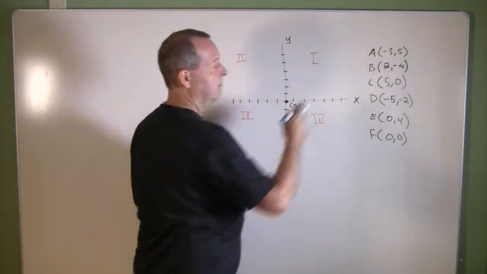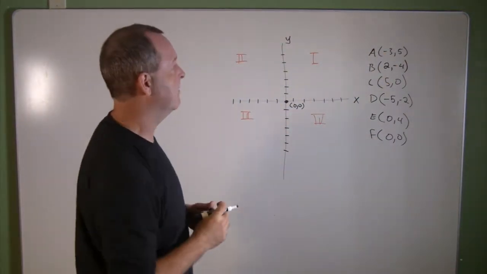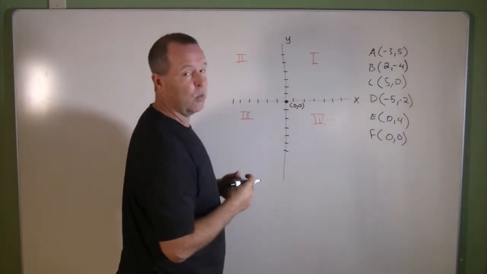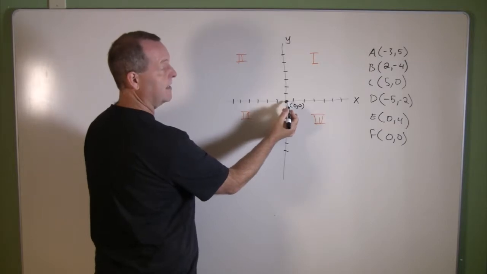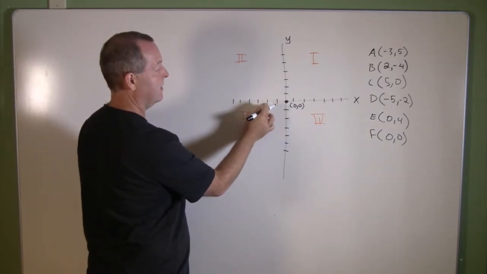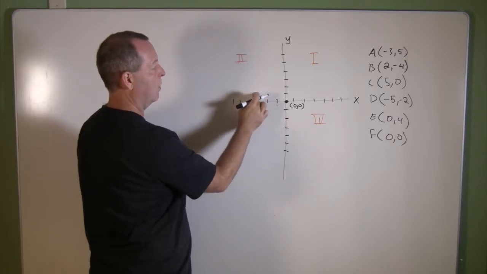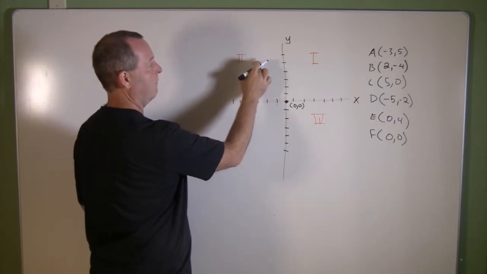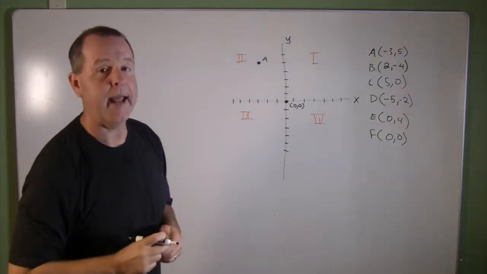The first number represents my x location, my x variable. And it's a -3, which means that if this is 0, I'm going to go backwards 3, or in the negative direction: -1, -2, -3. And then the y coordinate is up 5: 1, 2, 3, 4, 5. And so there's the location of point A.